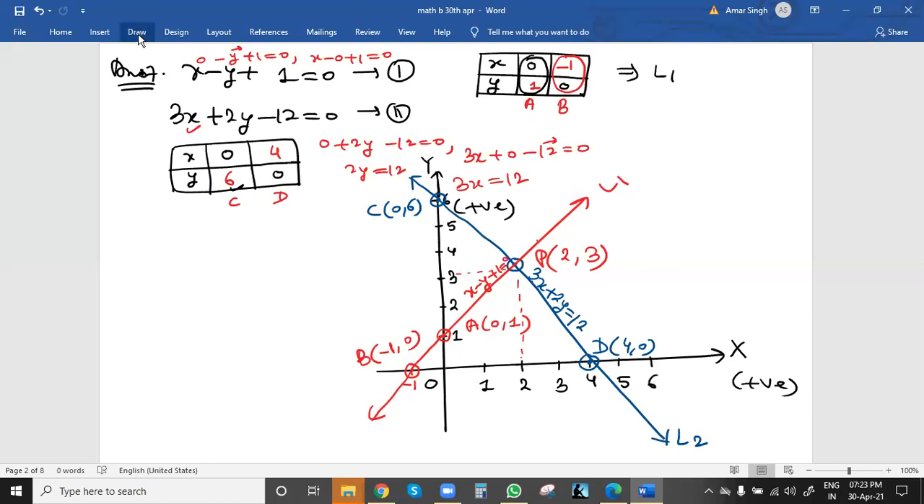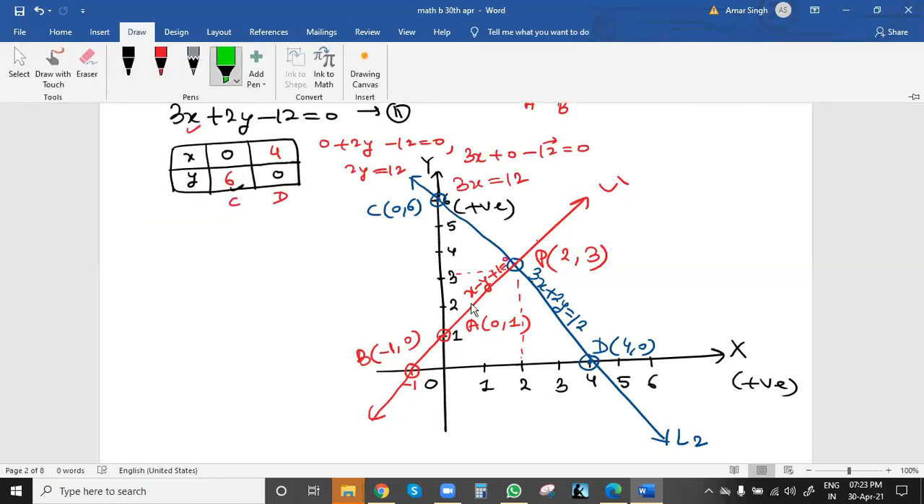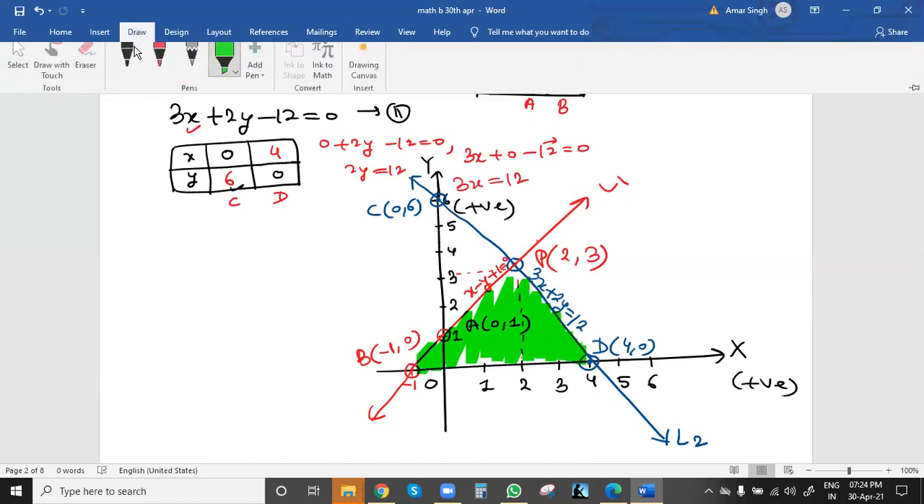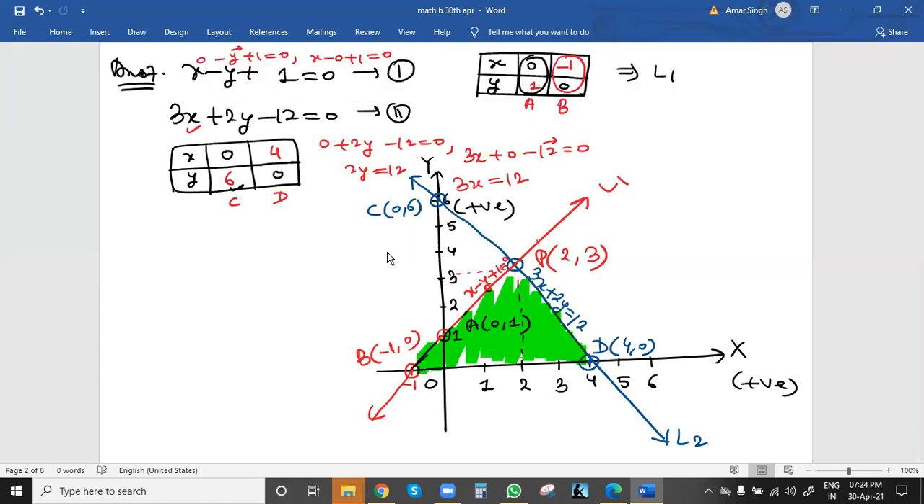Now we get the triangle. The shaded region will be like this. This is the required triangle, and you can also shade it in your notebook. One side is given by L1, the second side by L2, and the third side is the x-axis, not the y-axis. We can name this triangle as the required triangle PBD.